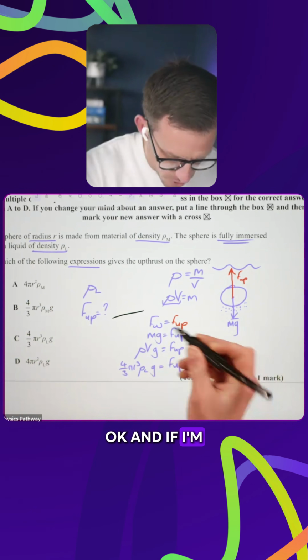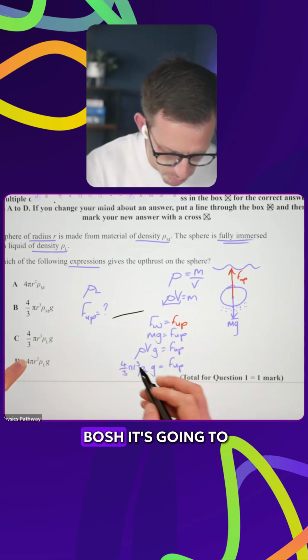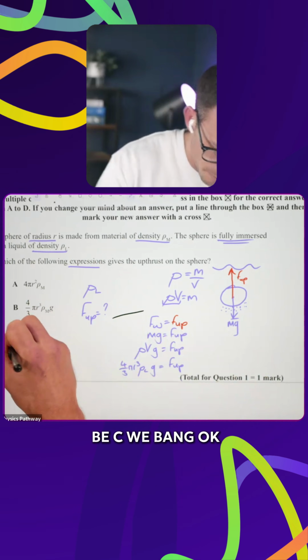Okay. And if I'm looking through here, 4/3 πr³, bosh, it's going to be C. Bang. Okay.